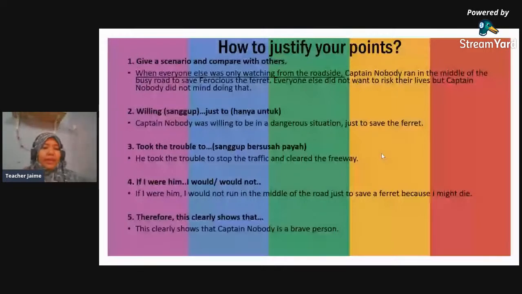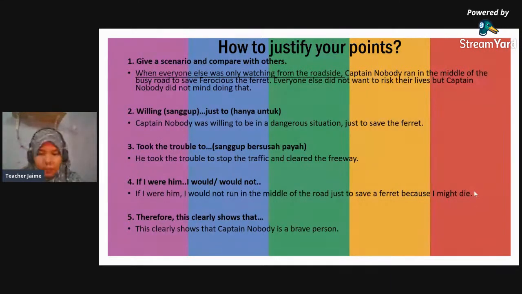Okay? If I were him, I would not run in the middle of the road just to save the ferret because I might die. Then you can continue with the sentence, but Captain Nobody was brave enough to do that. So that's why he's a brave person. That is if you want to prove brave.